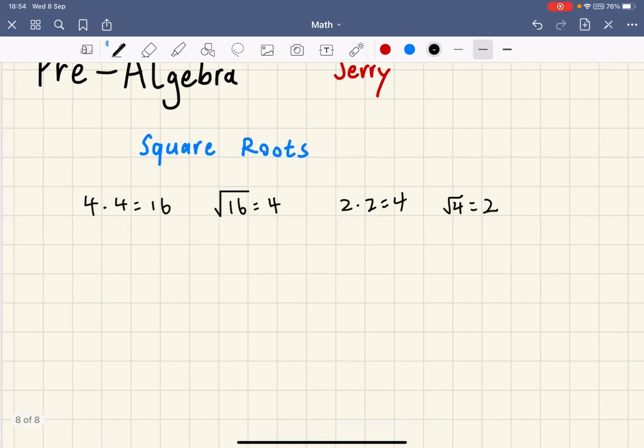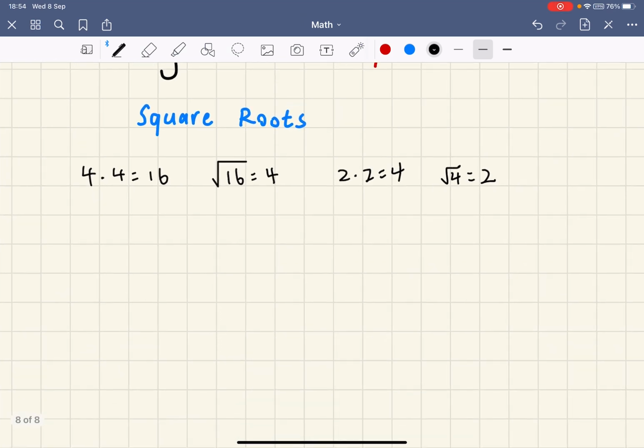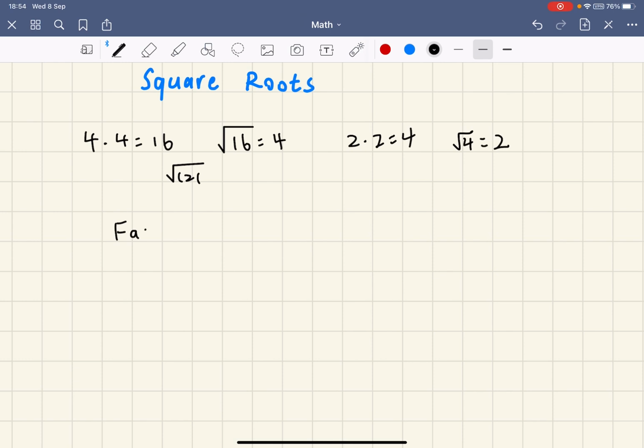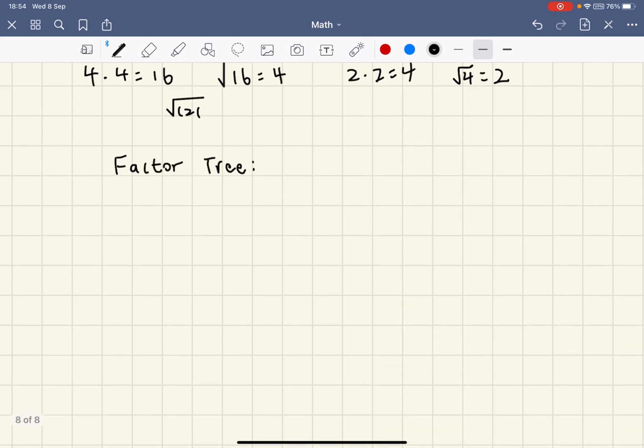But some questions will ask you straight away what the square root of, for example, 121 is, and you kind of have to guess and check, which takes a very long time. So there's a method called making a factor tree, and there are three major steps to making a factor tree.